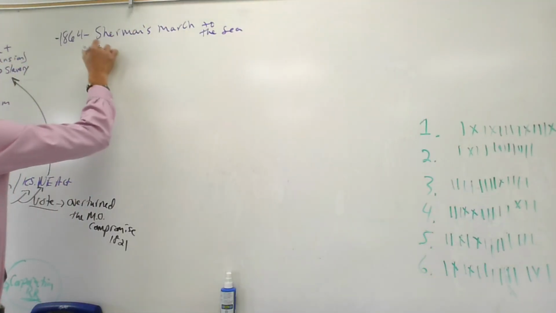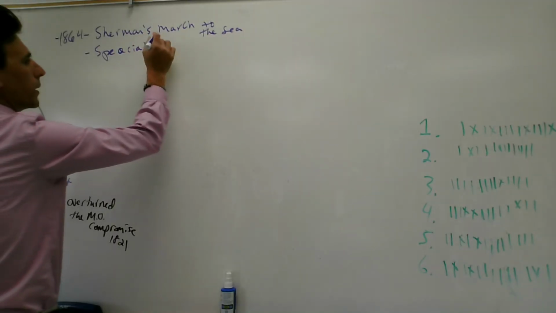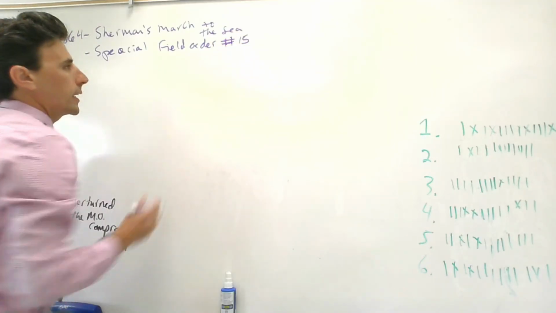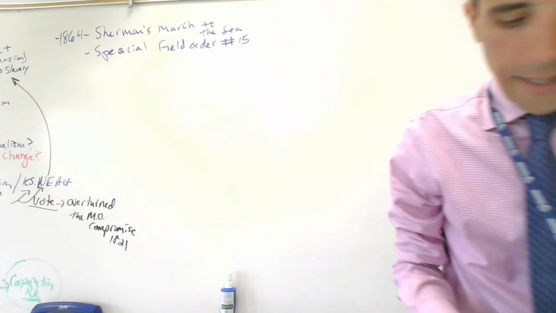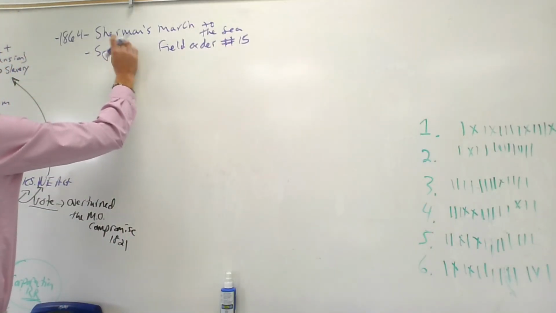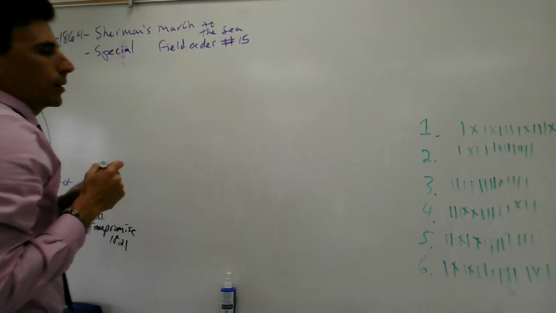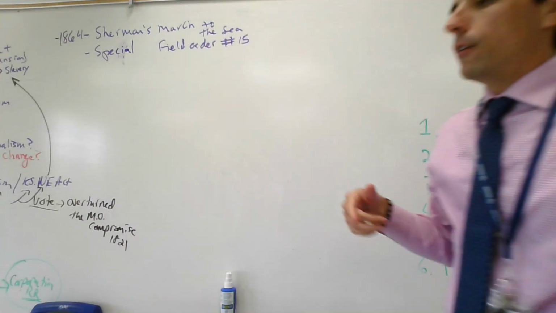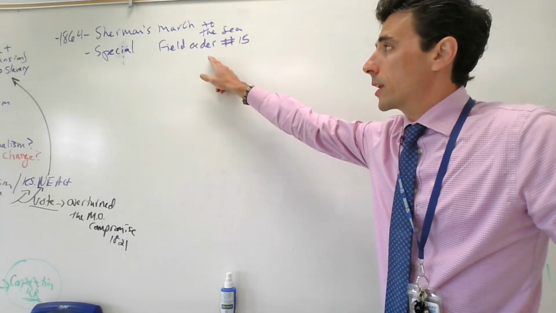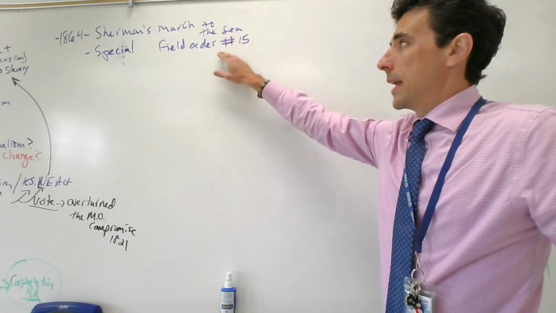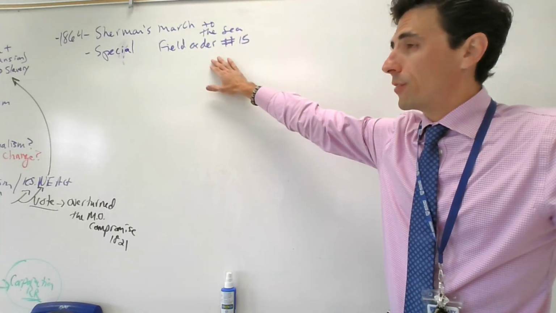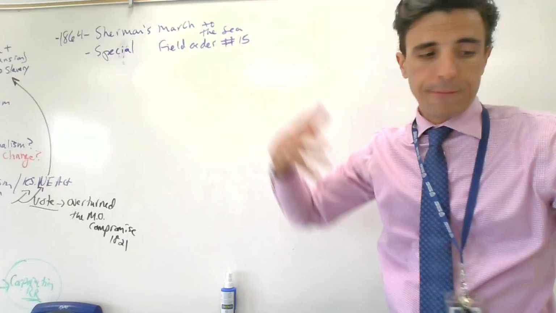And we also have Special Field Order number 15, which gave the slaves land of former Confederates in the South to farm. They called them Sherman's lands, right? These former slaves who used to work on that very field were now given that land back by General Sherman, through Special Field Order number 15, to farm and make a profit off of.